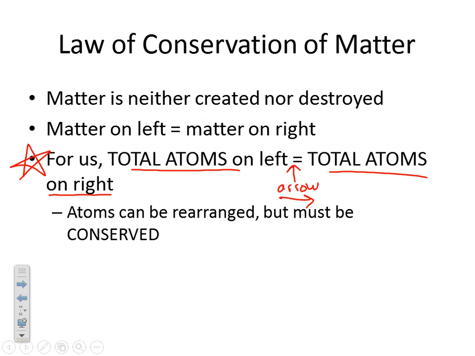Now, these atoms that you start with and you end with, they can totally be rearranged. You can move them around. You can bond them to new things. They can start with one guy and end with another guy. That's fine. But the total number of atoms that you start with and end with has to be conserved. That is the law of conservation of matter.